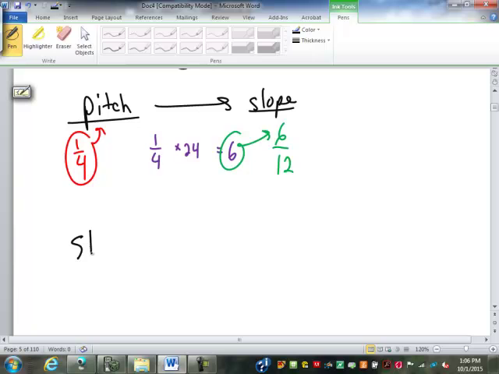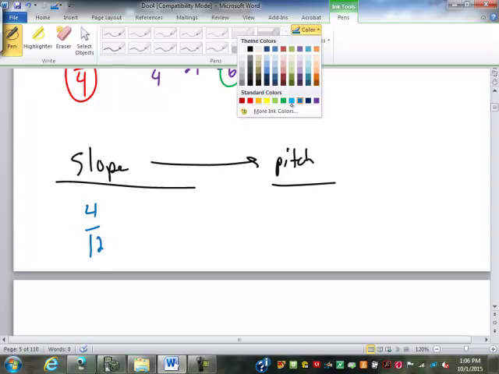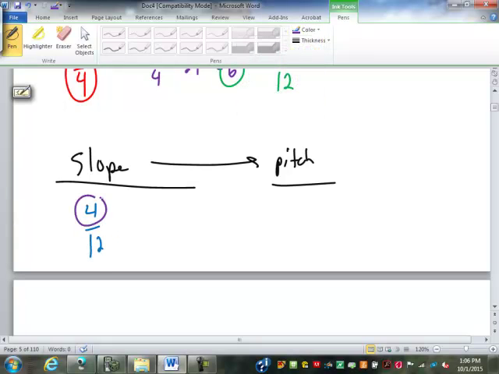If I'm going from slope to pitch, let's say I've got a 4/12 slope. To get the pitch, I take the top number only, the 4, I put it over 24, and I reduce. Both of those can be reduced by 4 to give me a 1/6. So that means it is a 1/6 pitch.